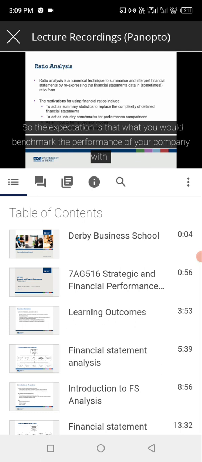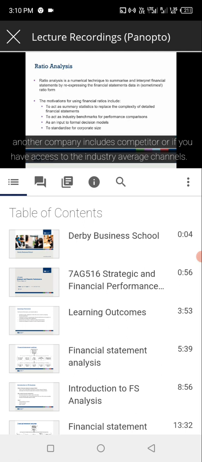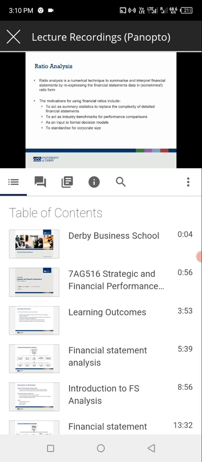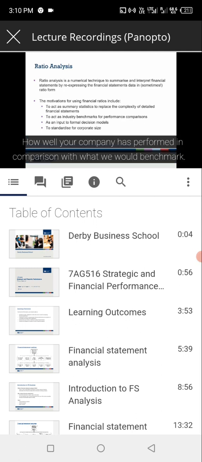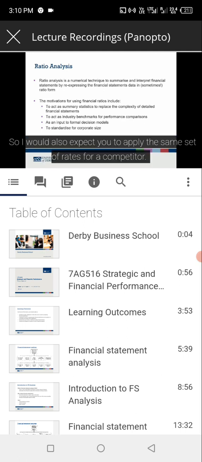So the expectation is that you will benchmark the performance of your company with another company, a close competitor, or if you have access to the industry average, tell us how well your company has performed in comparison with a benchmark. So I will also expect you to calculate the same set of ratios for a competitor.